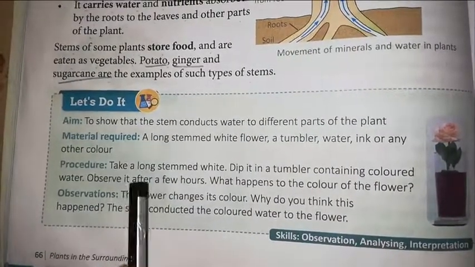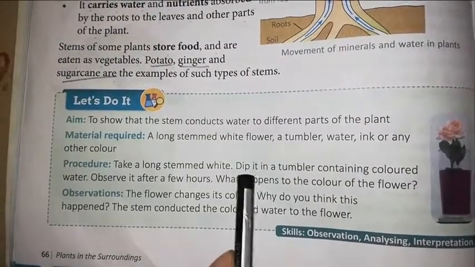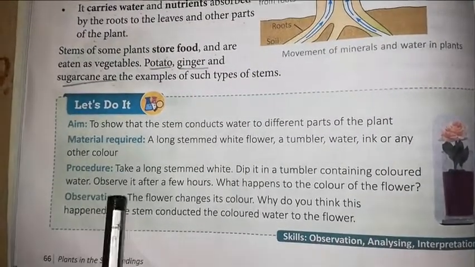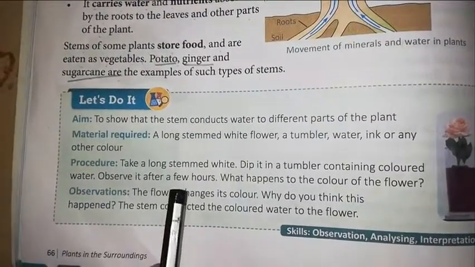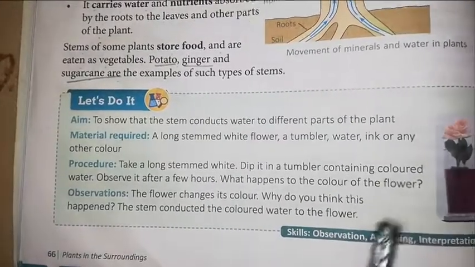Then procedure: take a long stemmed white flower, dip it in a tumbler containing colored water. Observe it after a few hours. What happens to the color of the flower?